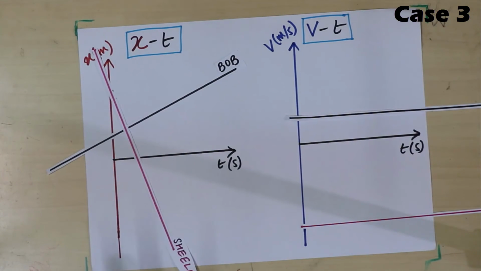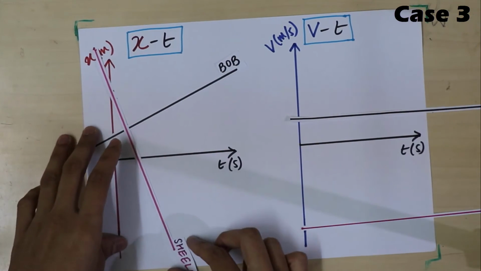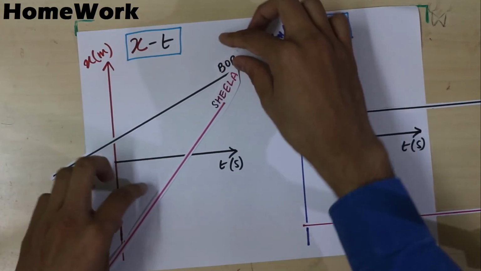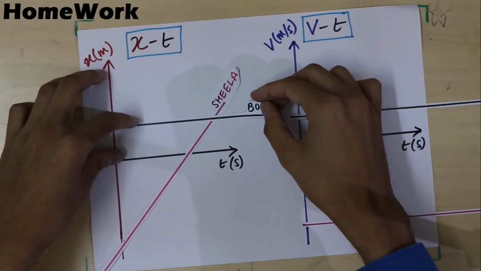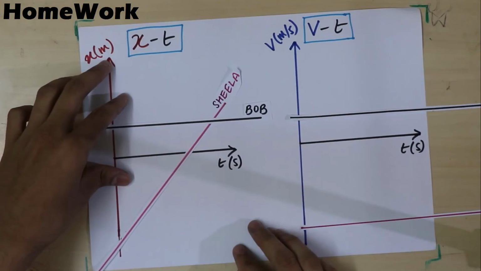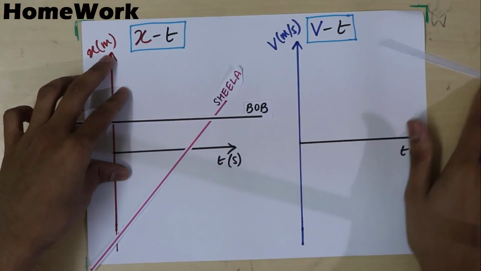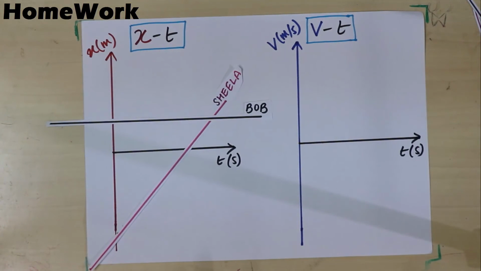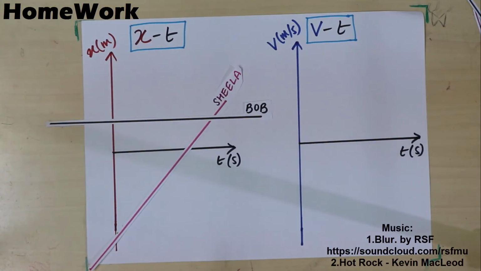Alright, and I'm going to ask you one last question, and I will not solve this for you. You guys will solve it. You ready for this? Okay, this is the situation for Sheila, and this is the situation for Bob. I want you to think about the VT graph for this and do a lot of review problems. I have a lot of review problems in store for you. So I hope I have taught you what VT graphs are, and I will see you next time, so stay tuned.